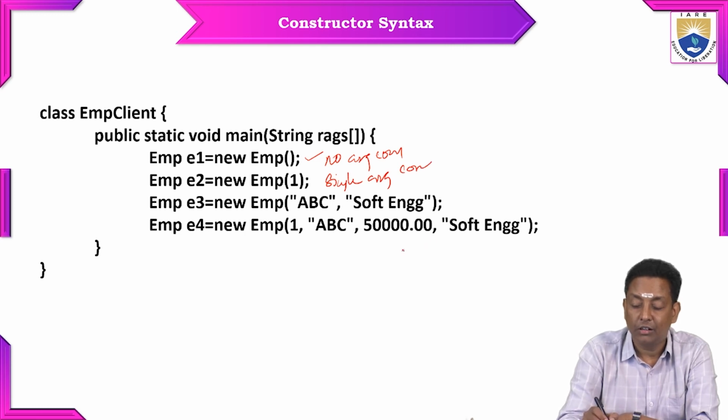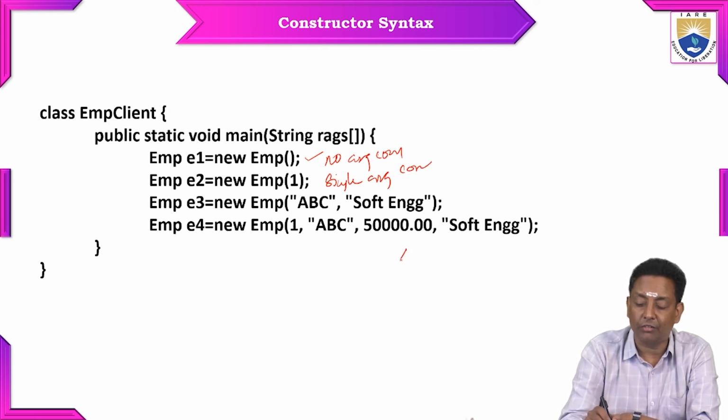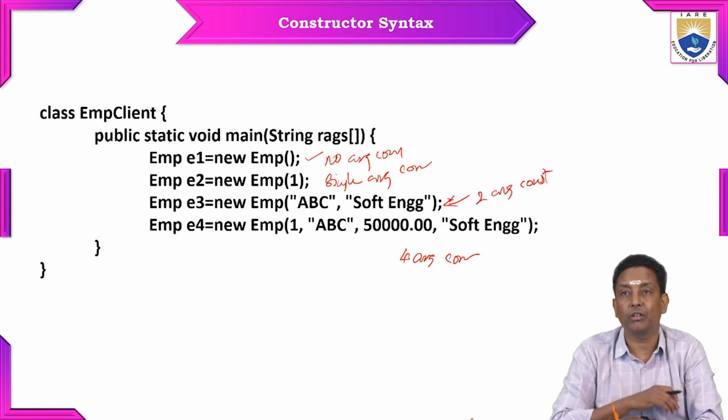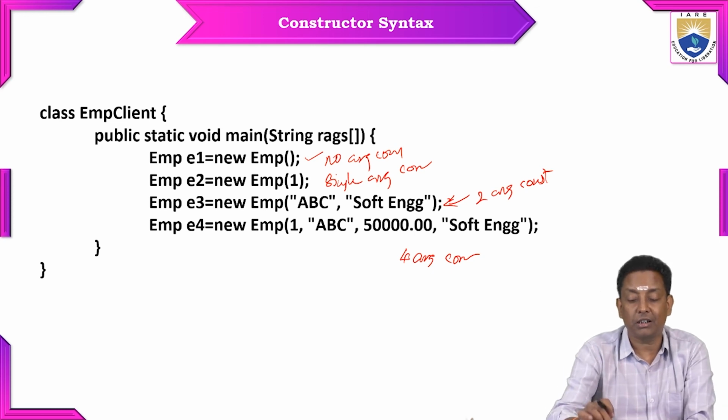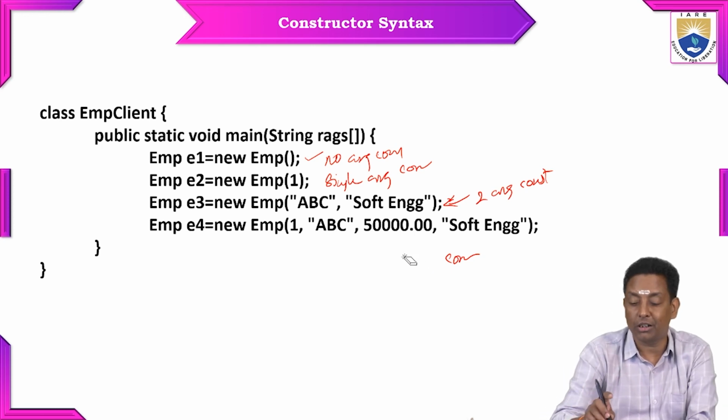This is a 4 argument constructor, or all argument constructor. This is a 2 argument constructor. No argument constructor, single argument constructor, 2 argument constructor, 4 argument constructor.